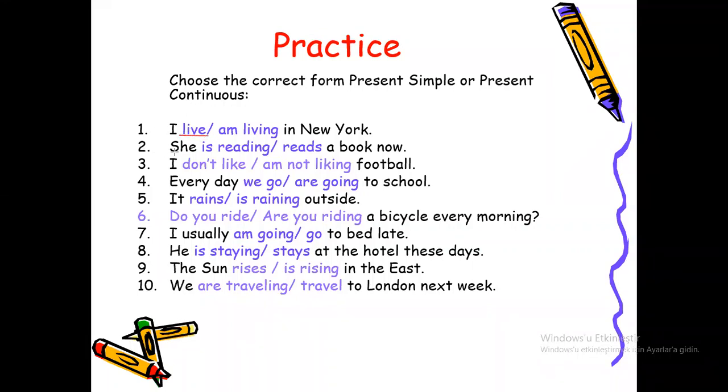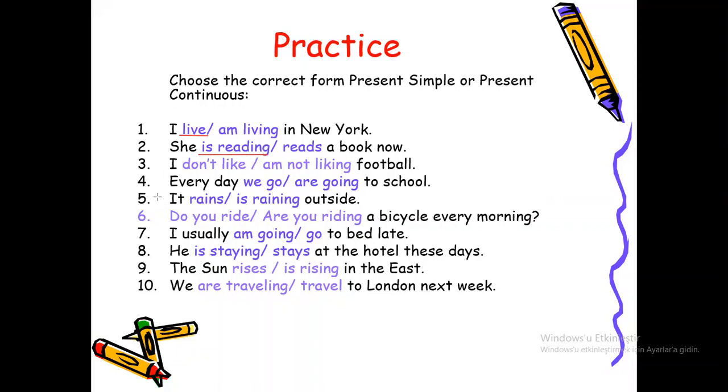And the second one, she is reading a book now or she reads a book now. Be careful. Look at the end of the sentence. It says now. Now is our helper. We understand that it must be present continuous tense. So she is reading a book now.